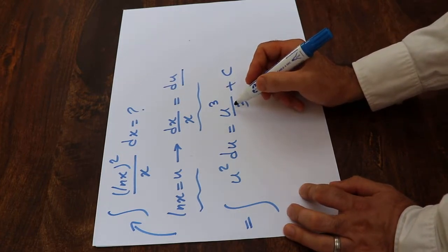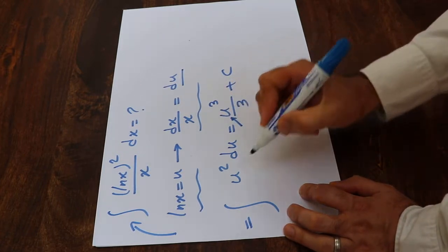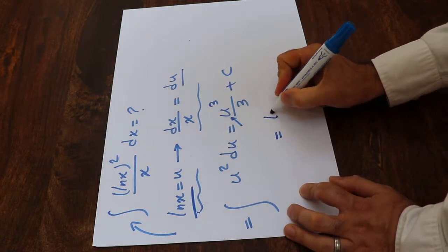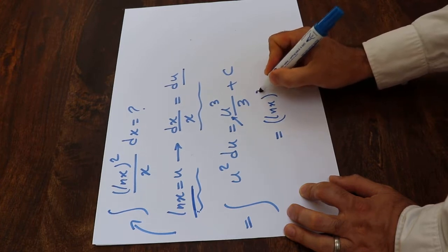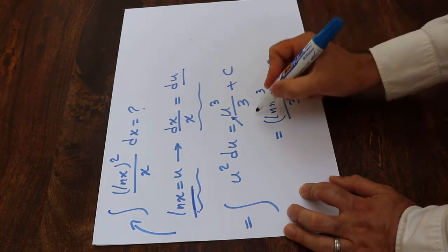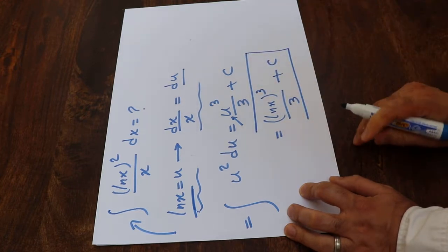So all you need to do here is to substitute this parameter u with the definition of u, which is ln x. So that will be equal to (ln x) to the power of 3 divided by 3 plus c, which is the constant of the integral. And that's the solution to this integral.